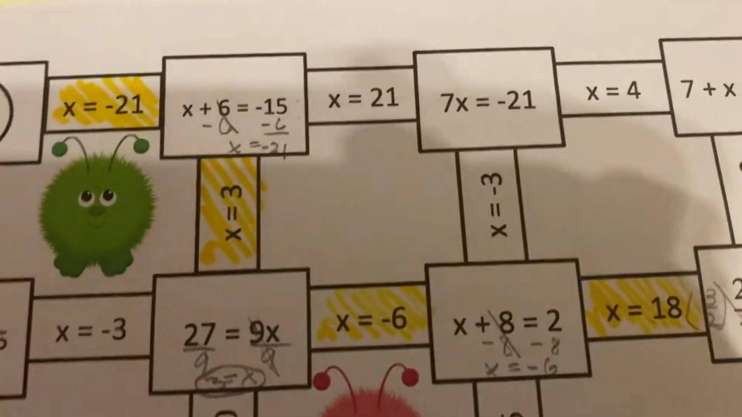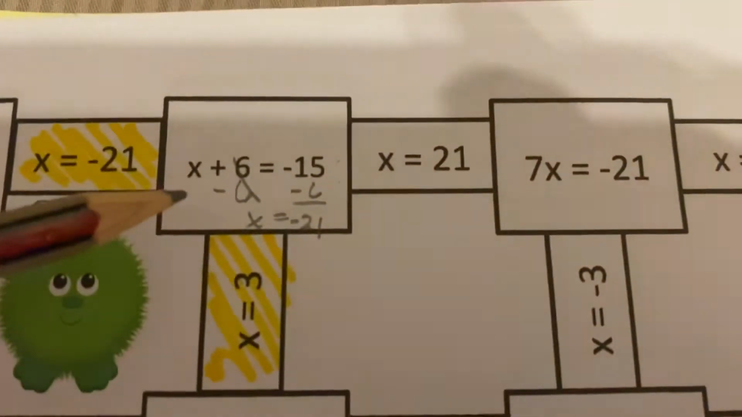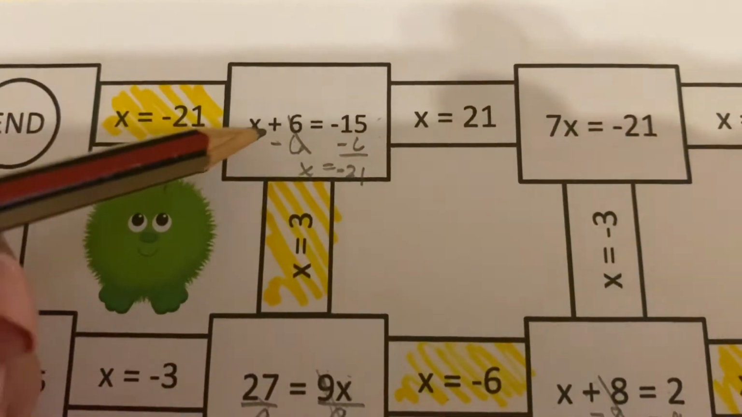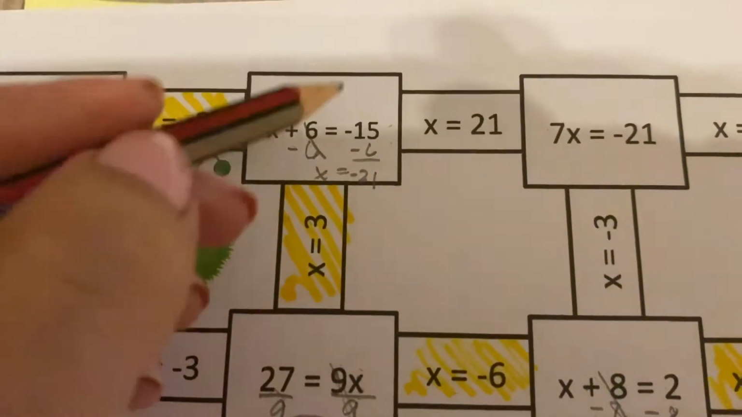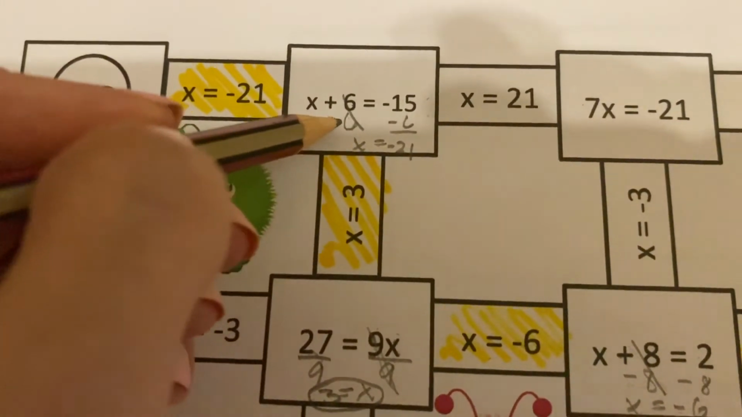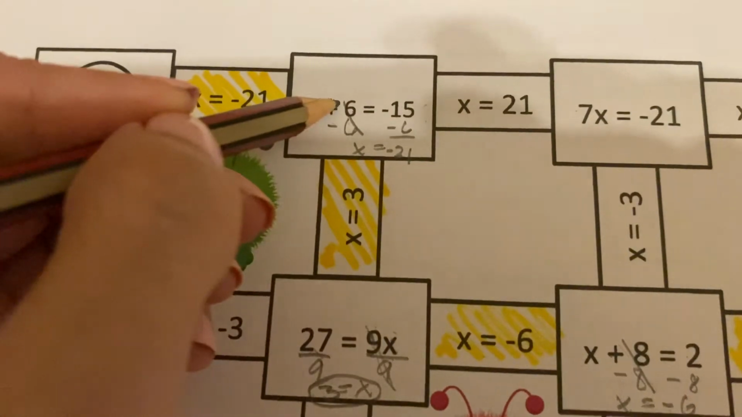Okay, last example we have here. X plus 6 equals negative 15. Again, we need to get x by itself. Opposite of adding a 6 is subtracting 6. So we need to subtract 6 from each side.